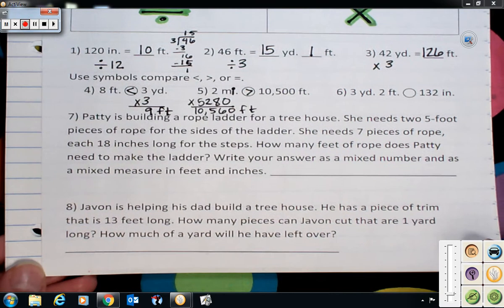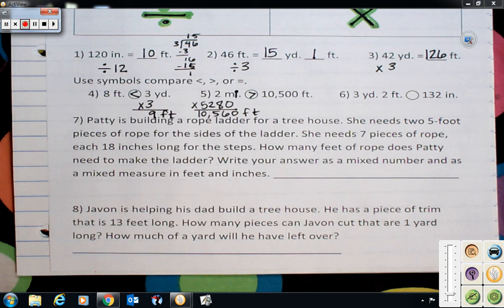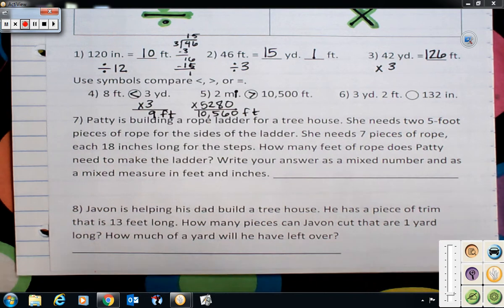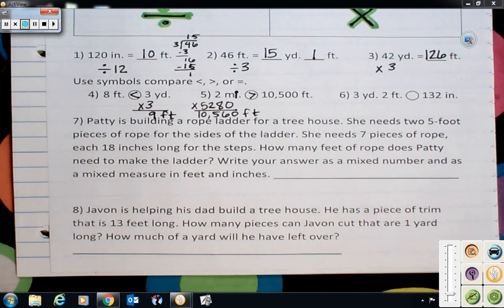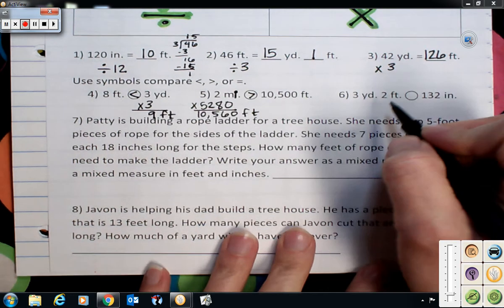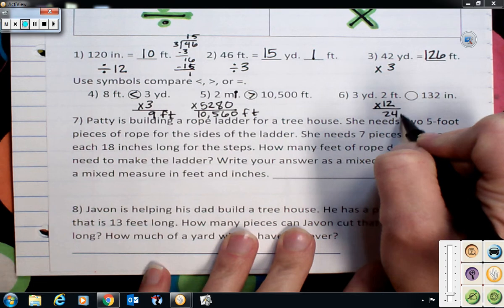Number 6 is asking us to compare 3 yards and 2 feet to 132 inches. So for those to be comparable, we need to make sure that they're in the same unit of measure. So I'm going to go ahead and change my yards and feet to inches. There are 12 inches in every foot, and since I'm going from feet to inches, that's a large unit of measure to a small unit of measure, I'm going to multiply. And 2 times 12 is 24 inches.